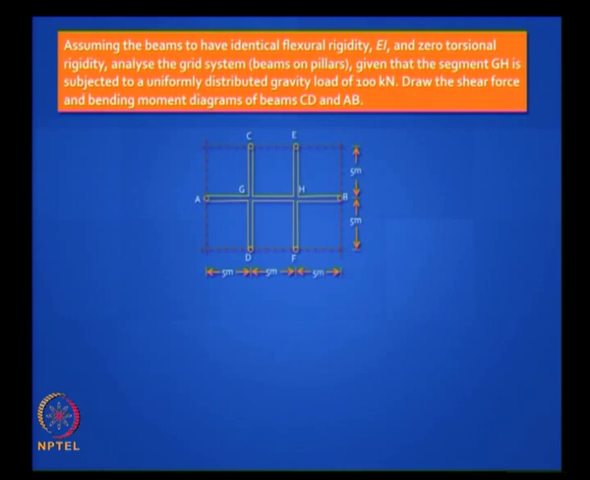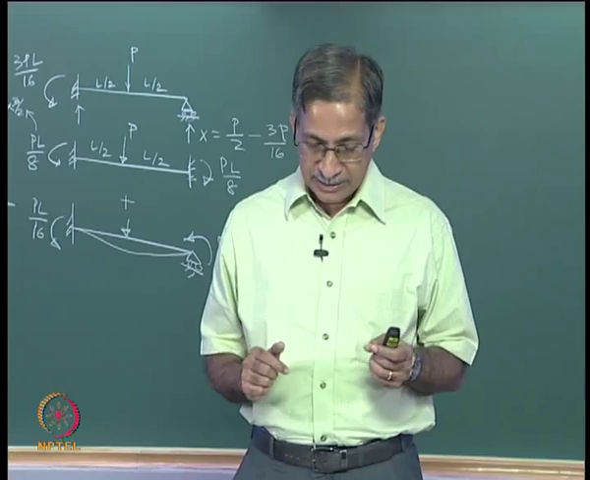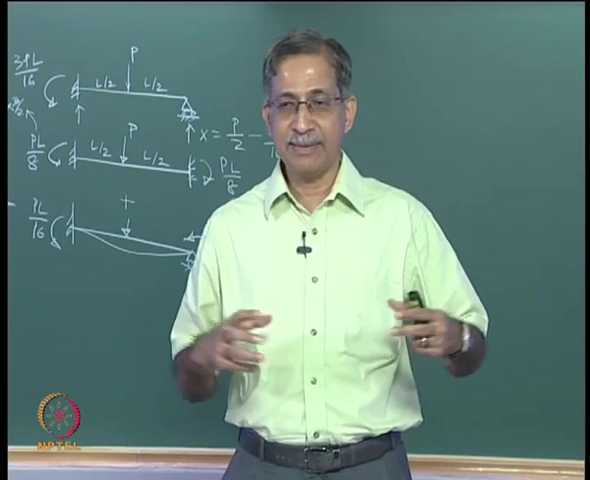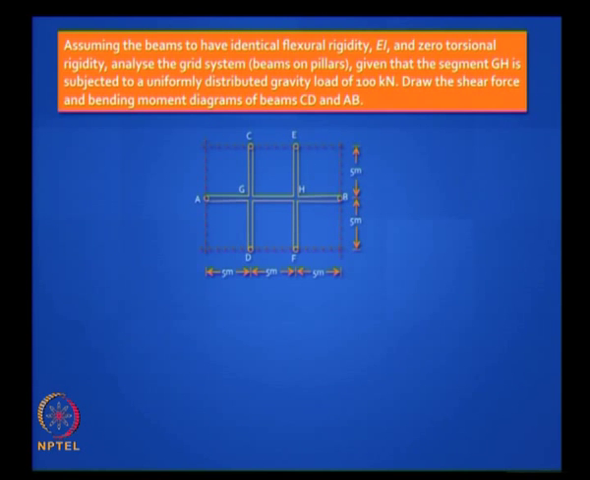Assuming the beams to have identical flexural rigidity EI, which comes from their having the same cross section, same width and same depth, and zero torsional rigidity, which comes from the fact that they are concrete and concrete cracks easily. Analyze the grid system given that the segment GH is subjected to a uniformly distributed load of 100 kilonewton. Draw the shear force and bending moment diagrams of beams CD and AB.